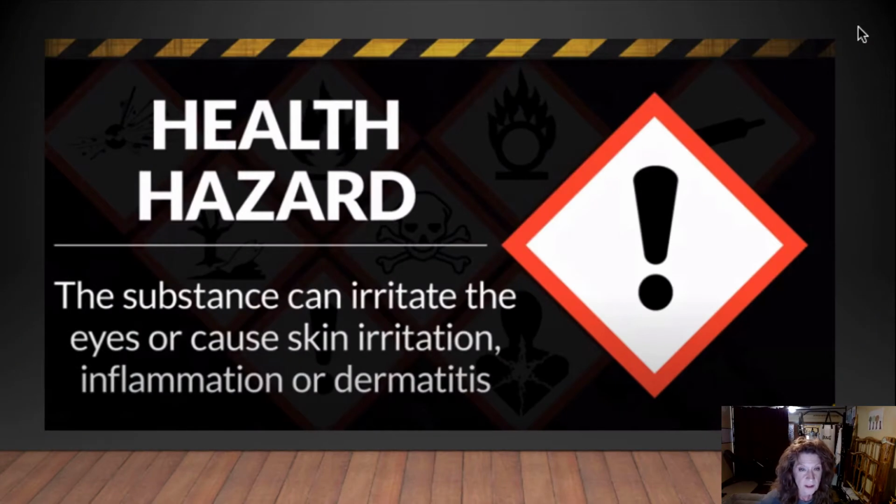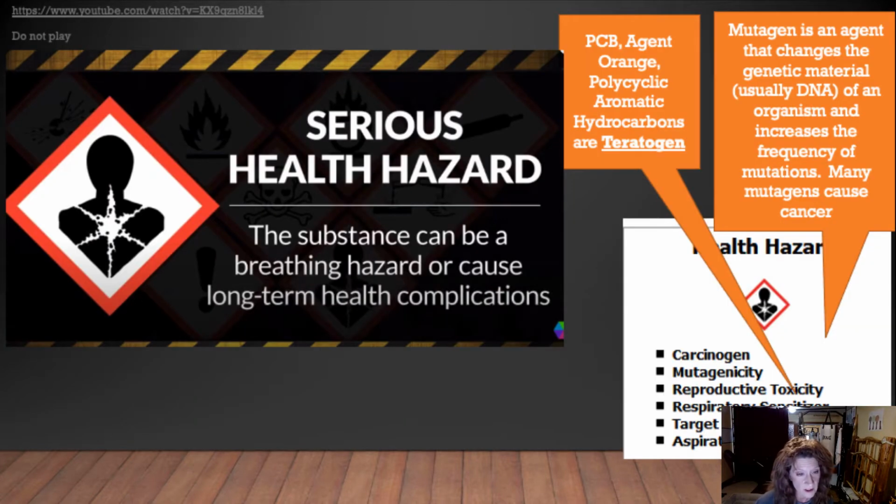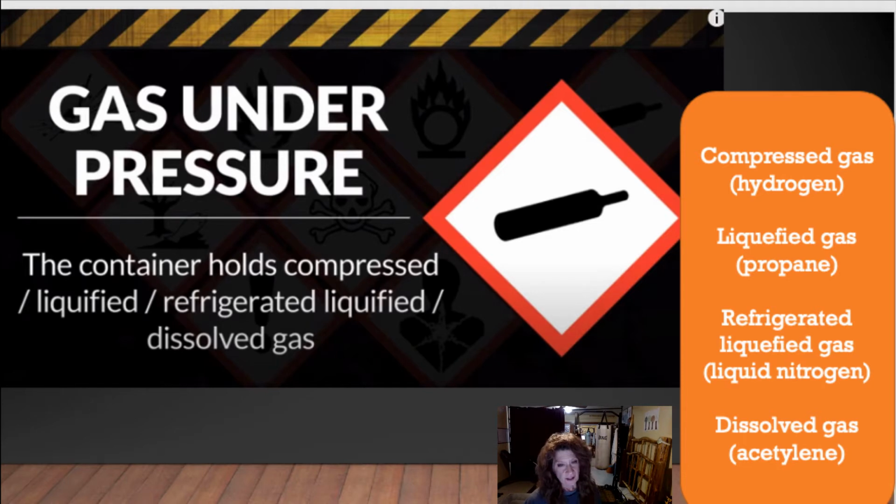So the next category is health hazard, and that's the exclamation point. The substance can irritate the eyes or cause skin irritation, inflammation, or dermatitis. So it's a mild health hazard as opposed to a serious health hazard where you're looking at things like acute toxicity, serious eye damage, respiratory and skin sensitization, carcinogenicity, reproductive toxicology. So the next symbol is the compressed gas symbol, and it means gas under pressure, and it could be liquefied, refrigerated, or dissolved gas.